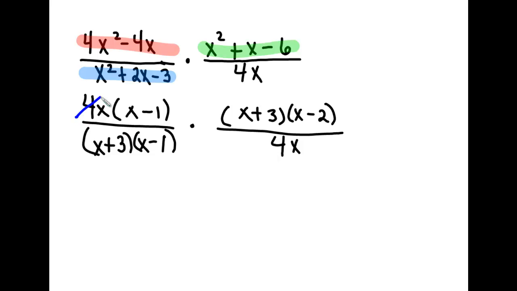Now let's reduce. I can reduce a 4 in the top and bottom, an x. There's an x minus 1 in the numerator and an x minus 1 in the denominator. And I can also cancel out the x plus 3's. All that's left is x minus 2.